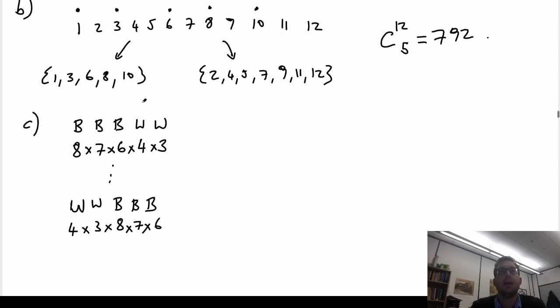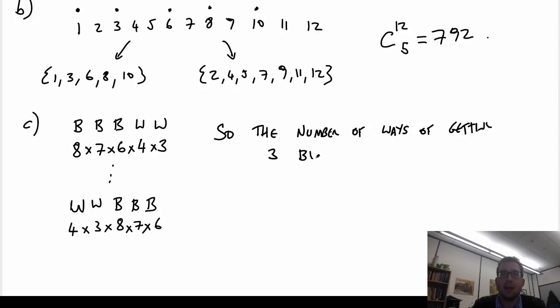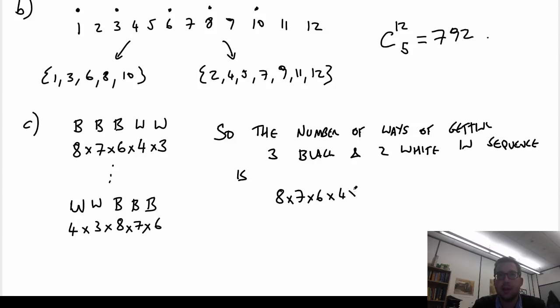So notice the number of ways of getting 3 black and 2 white in a sequence is, well, 8 times 7 times 6 times 4 times 3 times 10.